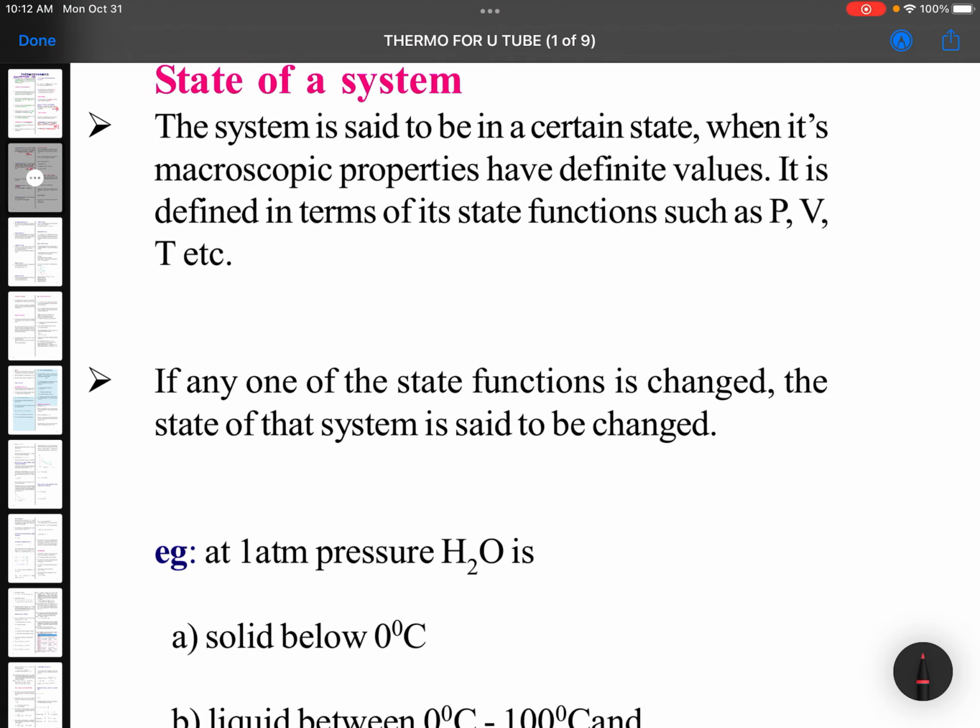State of a system. The state is defined based on pressure, volume, and temperature. The system is said to be in a certain state when its macroscopic properties have definite values. It is defined in terms of its state functions such as pressure, volume, temperature. So the liquid state, solid state, gaseous state are described in terms of pressure, volume, and temperature. If any of the state functions is changed, the state of the system is also changed.